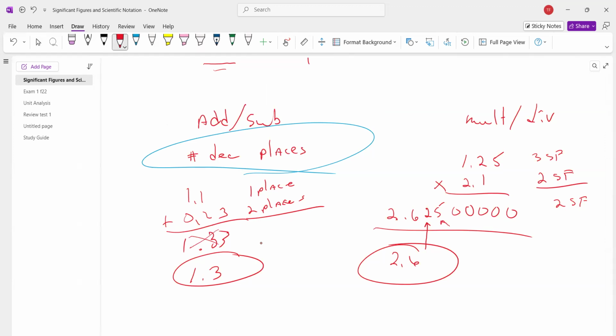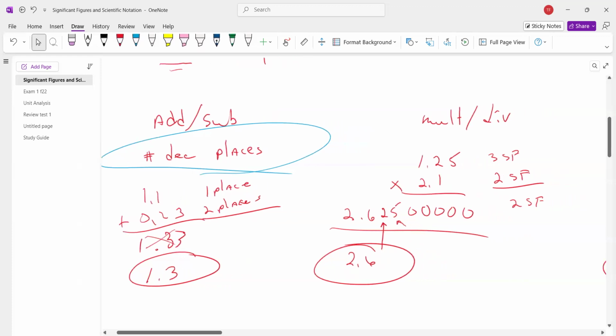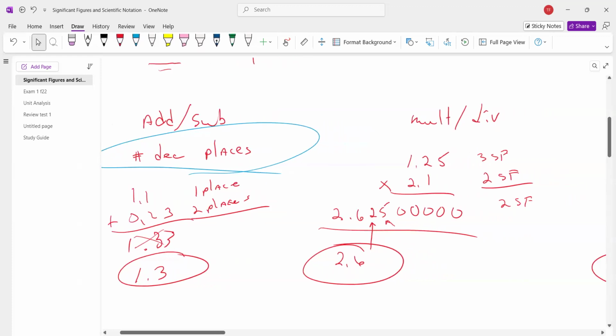Now, 99% of the time we're not going to be adding and subtracting, except in Dry Lab 1. Most of the time, we're going to be multiplying and dividing. So when you're multiplying and dividing, you need to look at the total number of sig figs. If we put 125 and 2.1 into your calculator, multiplying, you should get 26.25. Let's see here.